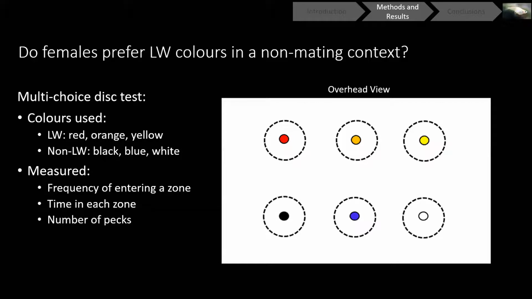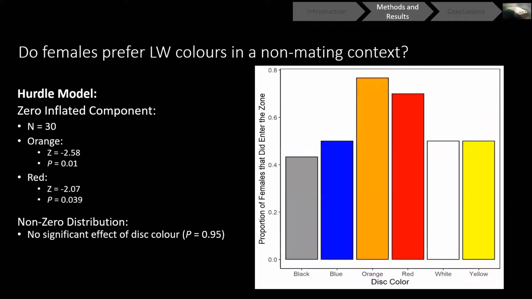Looking at the preferences in a non-mating context, I used multicolored disc trials, where there are 6 different discs at the bottom of a fish tank with an association zone around them. I scored the number of times that a female entered that zone, the amount of time at the zone, and whether a female pecked at any of these different objects. For these, I used 3 long wavelength colors and 3 non-long wavelength colors. These are the results from the trial.